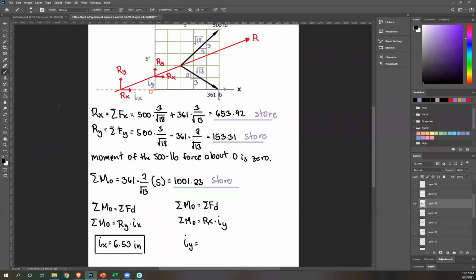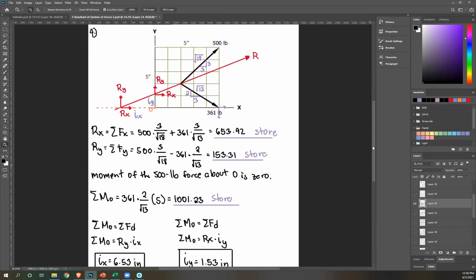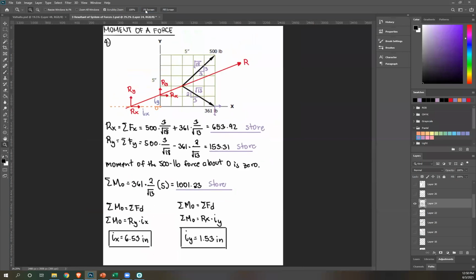So the answer is 1.53 inches. Okay? So that is the answer to number 4. Any questions on number 4? Please answer in the chat.